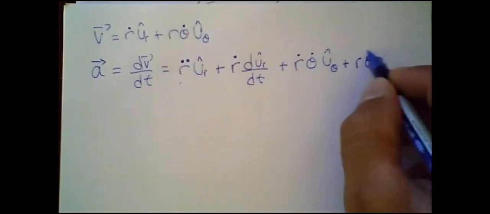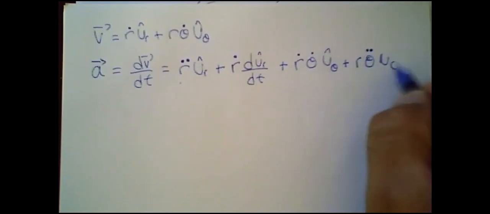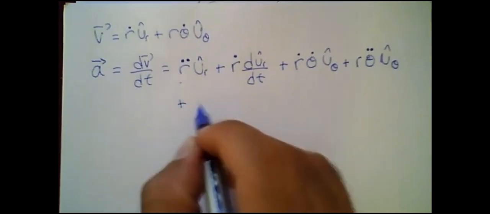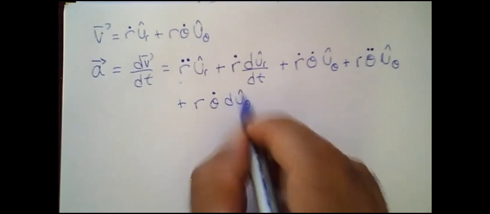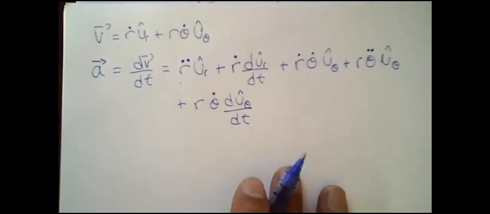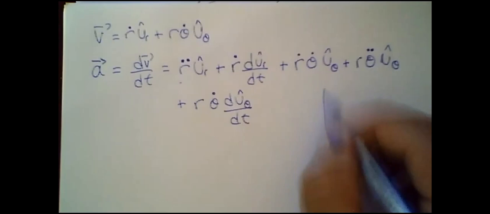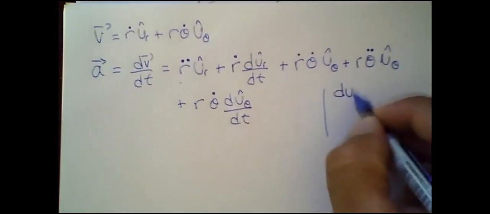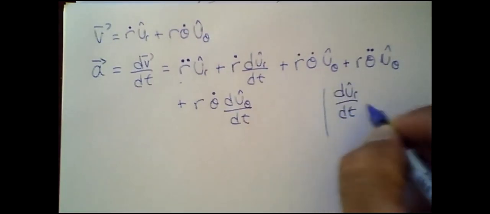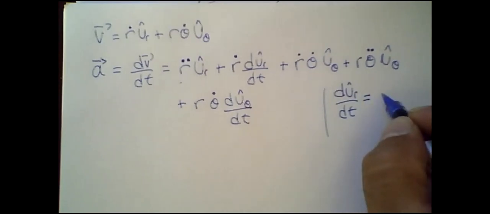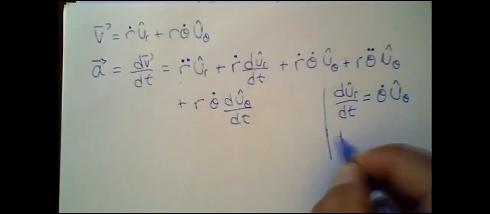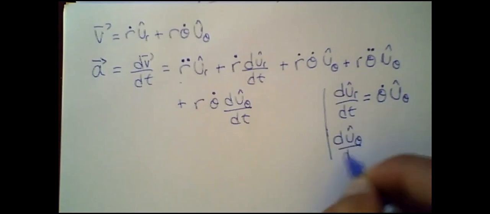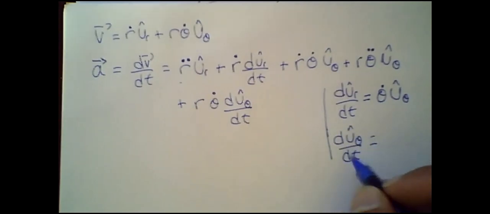R theta double dot U theta plus R theta prime dU theta dt. Okay. So one thing here, we have already established that dUR over dt is equal to how much? Theta prime U theta. Okay, and there's one more thing I have for you, dU theta dt. Can someone take a guess? What is dU theta dt?